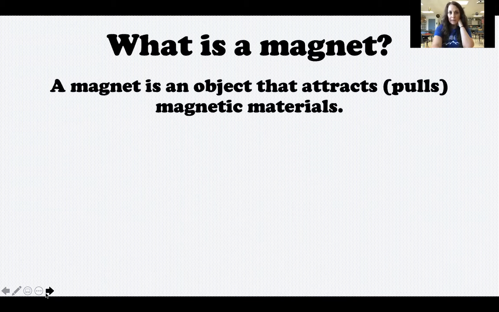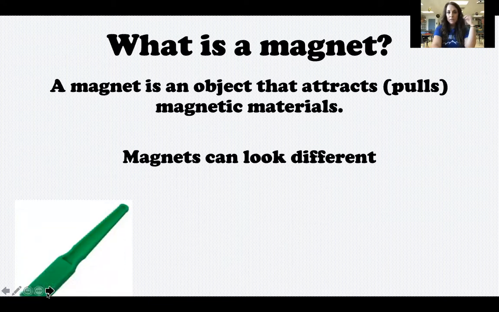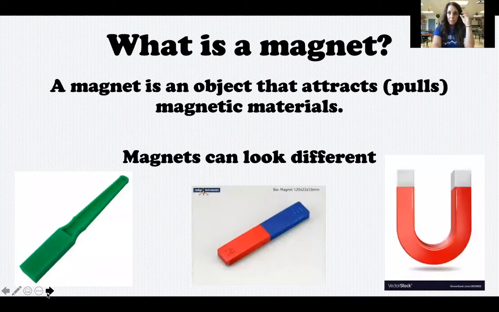So what is a magnet? A magnet is an object that attracts or pulls magnetic materials. Magnets can look different. Here are some different types of magnets that you have probably seen or will see at school. This one's called a wand magnet. I have one right here with some stuff stuck to it. They're all different colors. This one is called a bar magnet, and this one's called a horseshoe magnet.